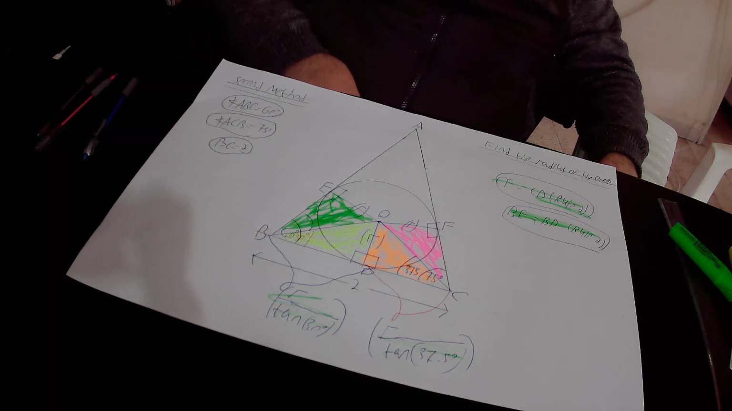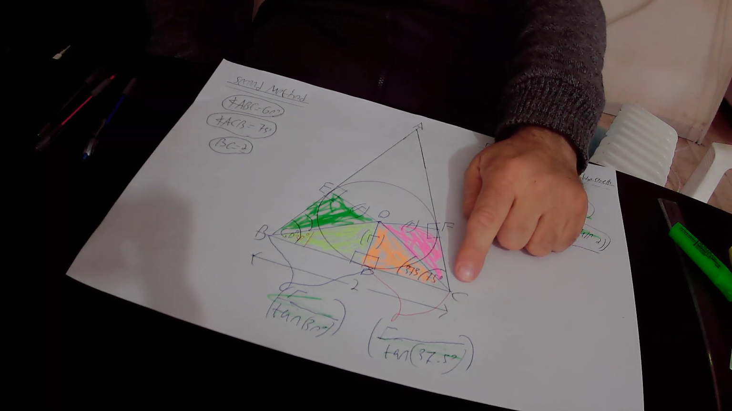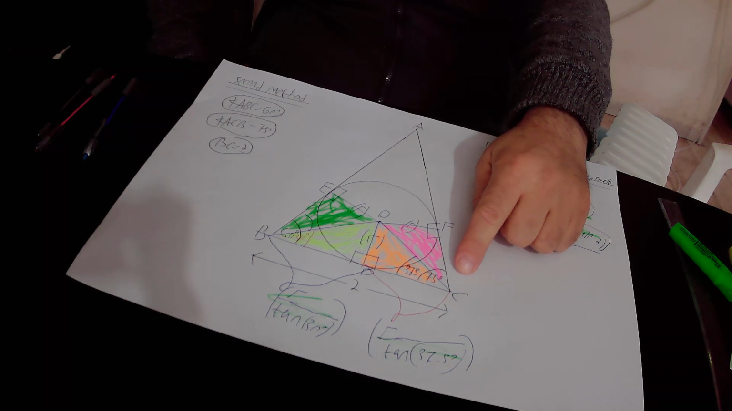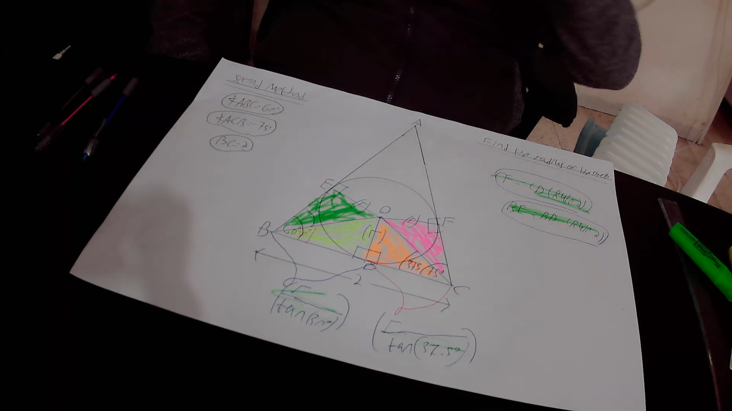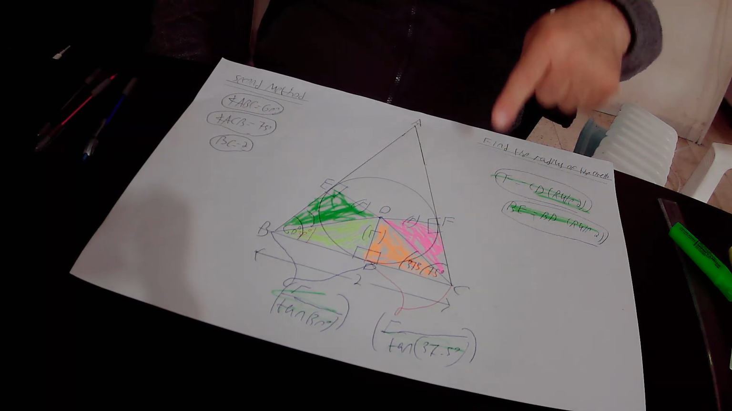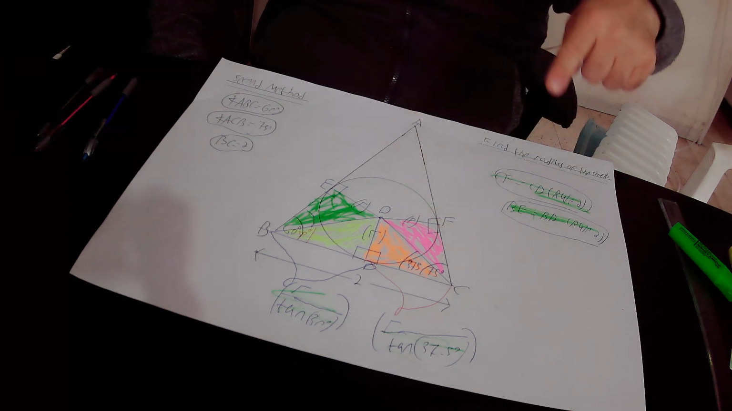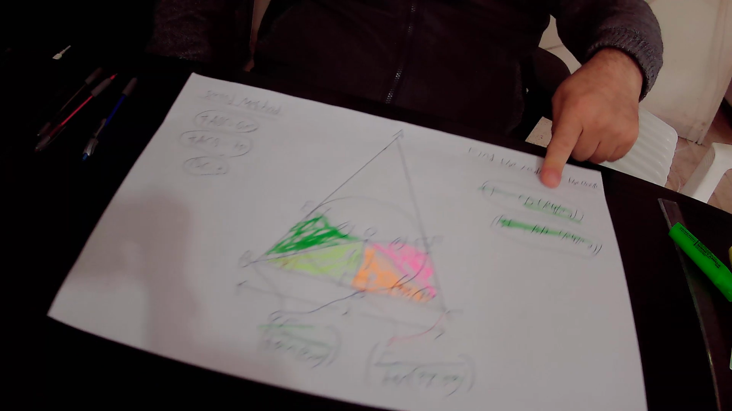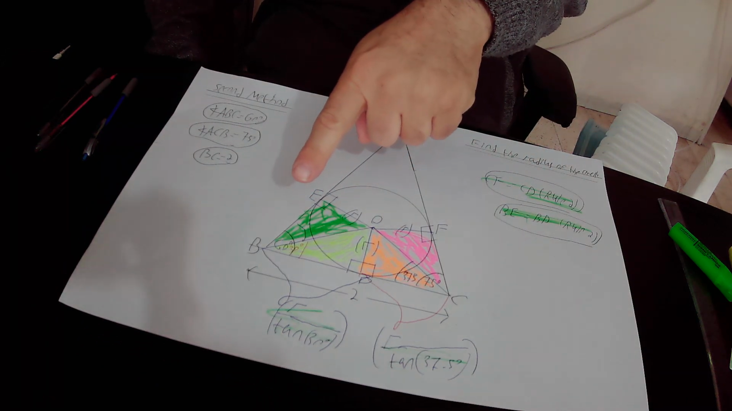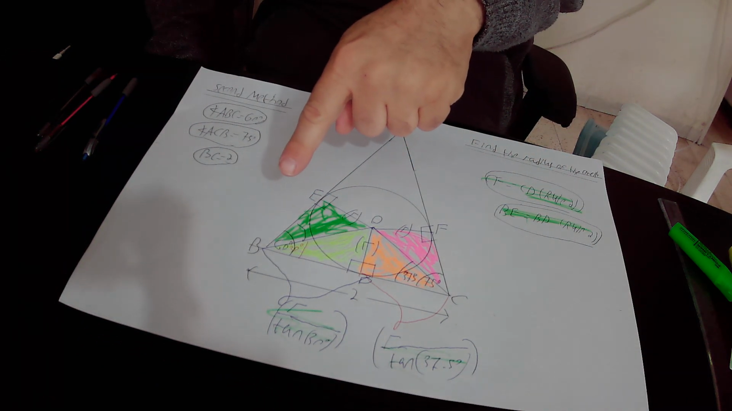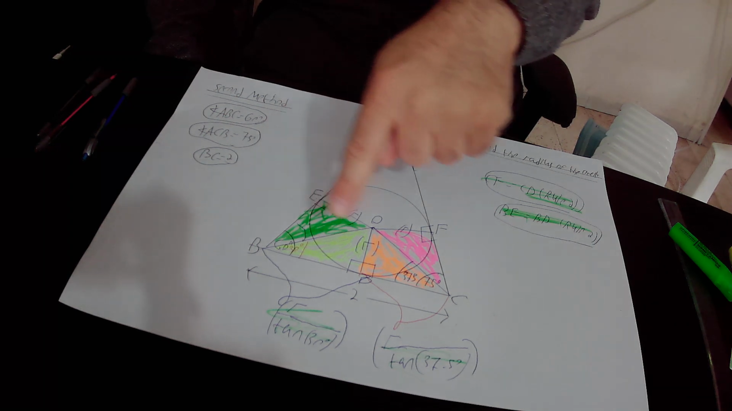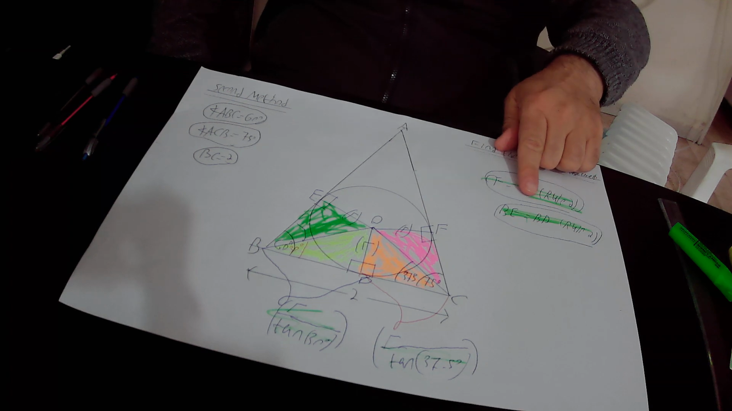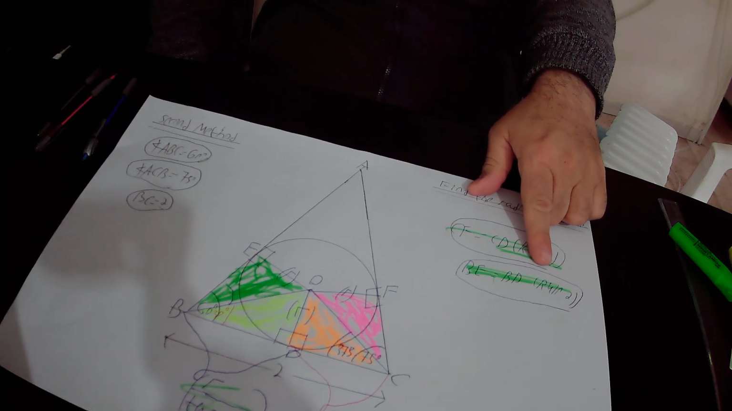Then we focused on the common external point C. From the common external point C, we have two tangents to this circle, tangent CF and tangent CD. According to rule number 2, they are equal to each other. That is to say, CF equals CD according to rule number 2. Likewise, we focus on the common external point B. From the common external point B, we have two tangents to this circle, tangent BE and tangent BD. According to rule number 2, they are equal to each other. Here, BE equals BD according to rule number 2.